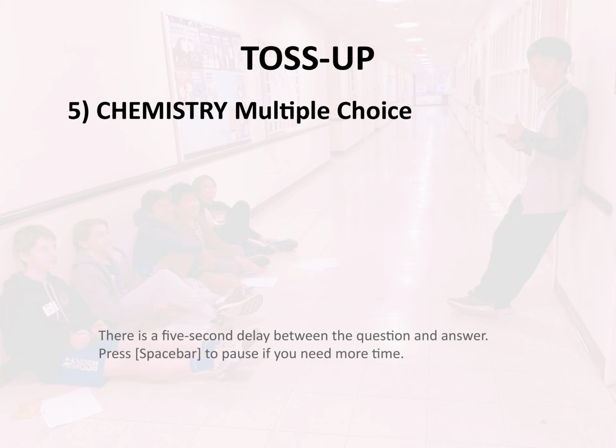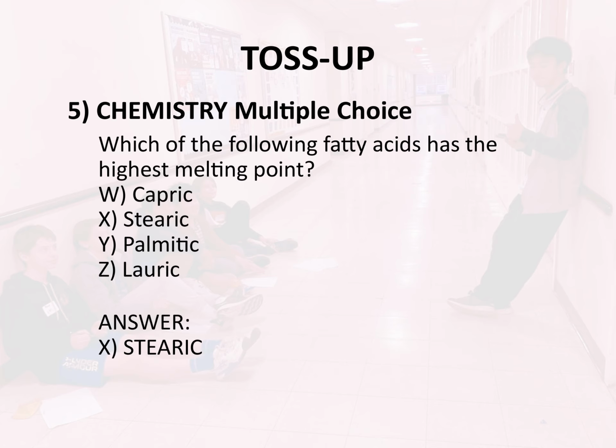Toss-up 5. Chemistry. Multiple choice. Which of the following fatty acids has the highest melting point? W. Capric. X. Stearic. Y. Palmitic. Z. Lauric. Answer. X. Stearic.